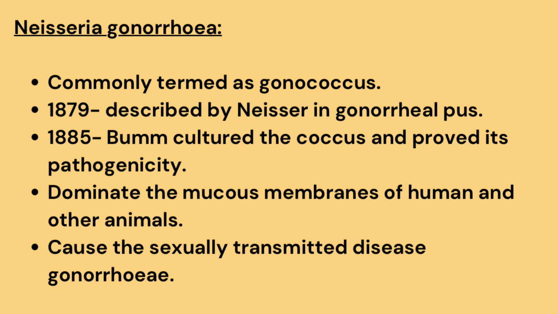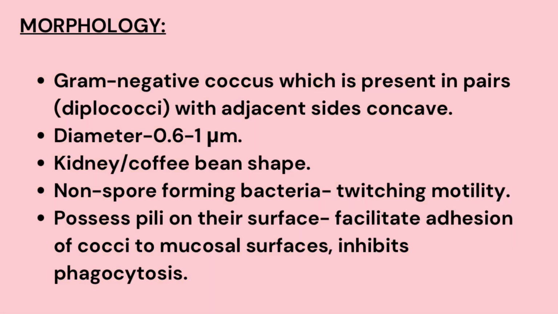In 1879, the gonococcus was first described by Neisser in gonorrheal pus. In 1885, Bumm cultured the coccus and proved its pathogenicity. Members of the genus Neisseria dominate the mucous membranes of humans and other animals. Neisseria gonorrhoea causes the sexually transmitted disease gonorrhea.